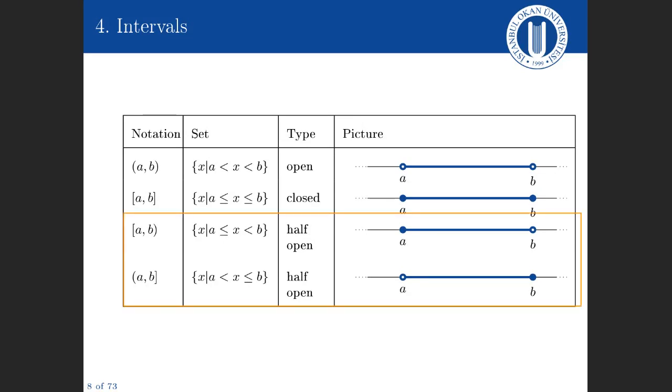Half open intervals are intervals where one of the endpoints is in the set and the other endpoint is not in the set. For example, square bracket a comma b round bracket is a half open interval, and round bracket a comma b square bracket is also a half open interval.